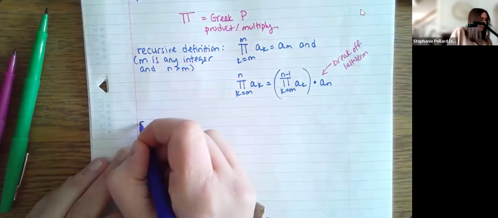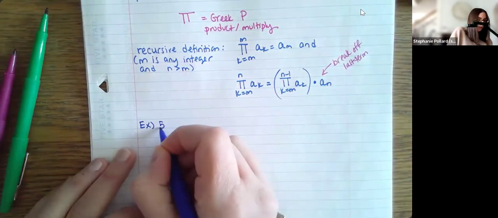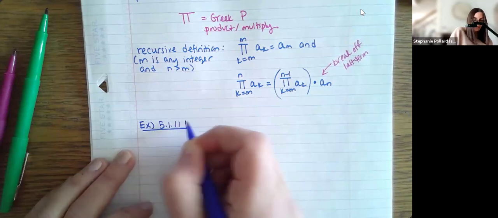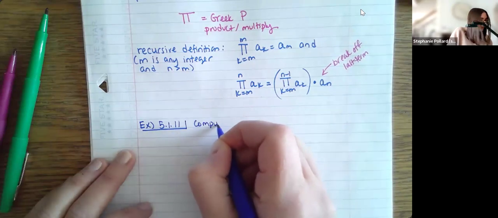All right, so let's look at a couple more examples. This is 5.1.11. And we're just going to practice some basic computations.